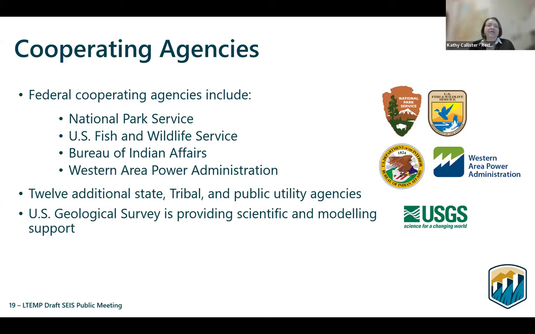All right, we have many cooperating agencies on this SEIS. We made a decision early on to include all the cooperating agencies that were included on the original 2016 LTEMP analysis. Federal agencies include the National Park Service, Fish and Wildlife Service, the Bureau of Indian Affairs, and Western Area Power Administration. In addition, we have 12 state, tribal, and public utility agencies that have been helping us through this process. The U.S. Geological Survey, Grand Canyon Monitoring and Research Center is providing the scientific and modeling support for this analysis.